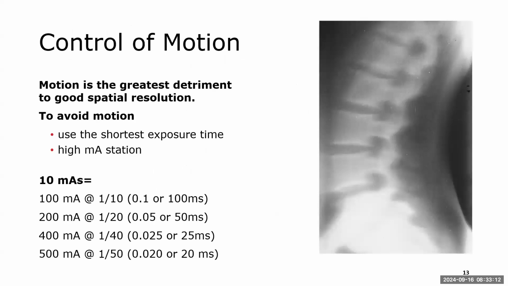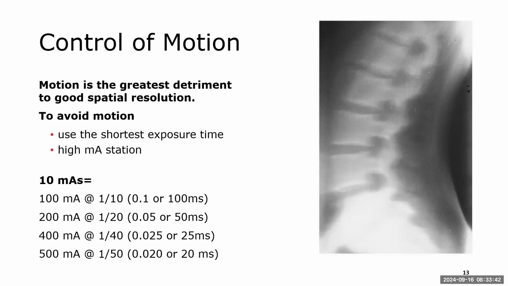So I know that you have not had this yet, but does anybody have any idea what that's supposed to be an image of? Spine. The spine, the lateral spine, so lateral lumbar, lower back area. To control motion is probably the primary reason that we would use a particular combination of MA and time.